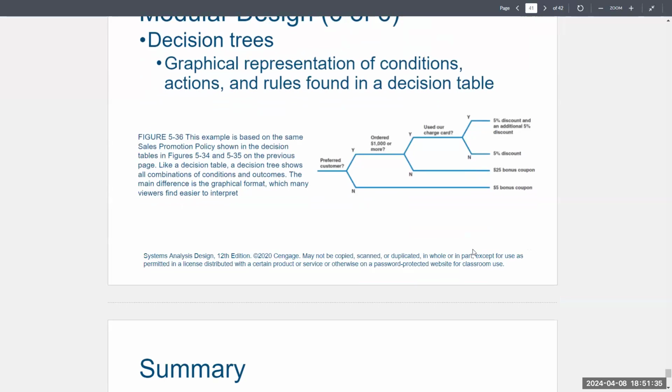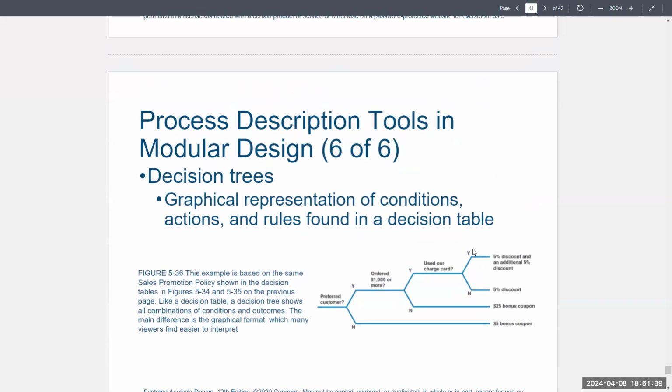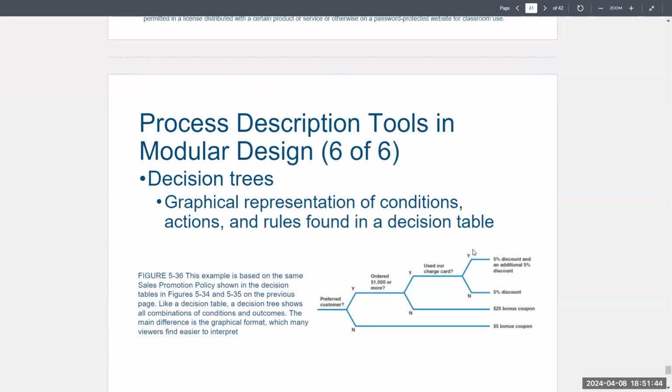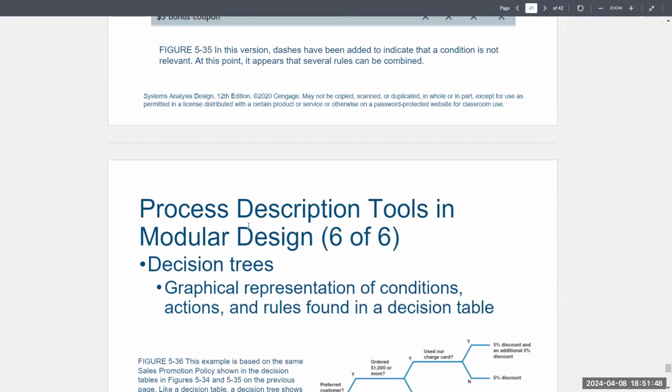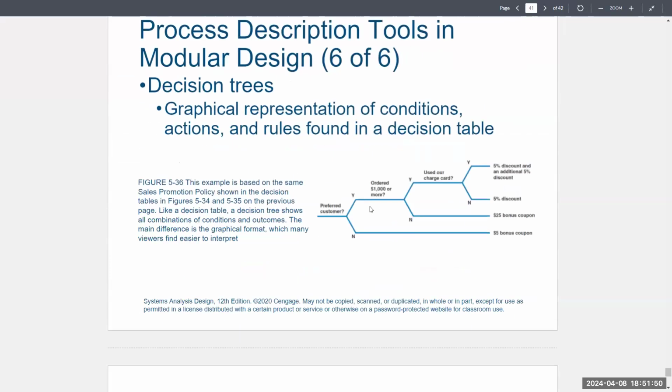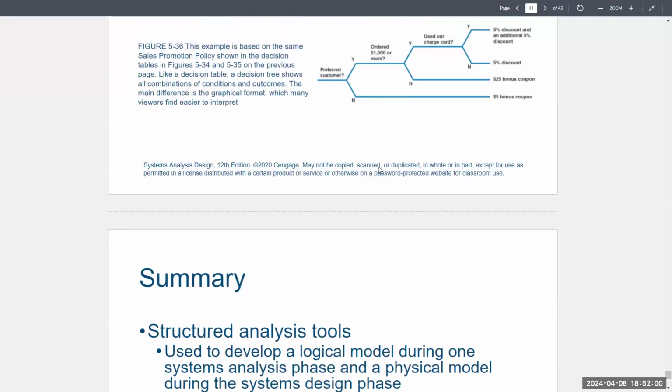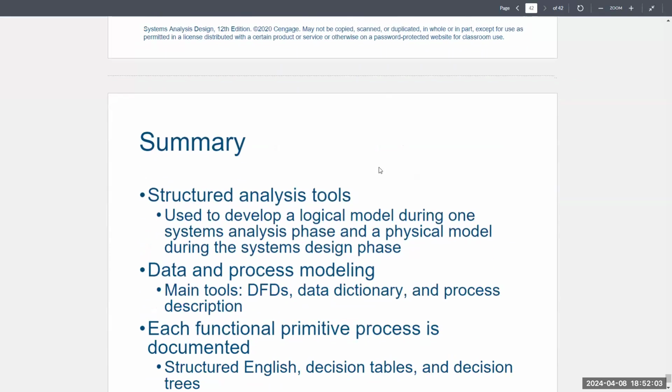In your case, you should answer in the chat: which one would you use if you are a system analyst in a project? Would you use a decision table or a decision tree? Go ahead and put it in your chat. Let's see what the most preferential way of representing these complex rules is, right?